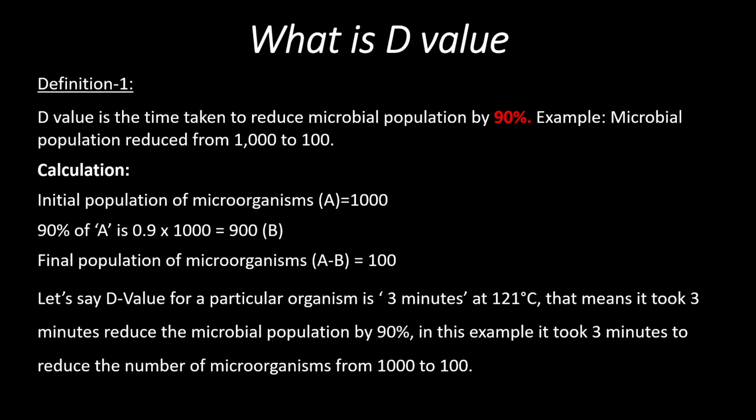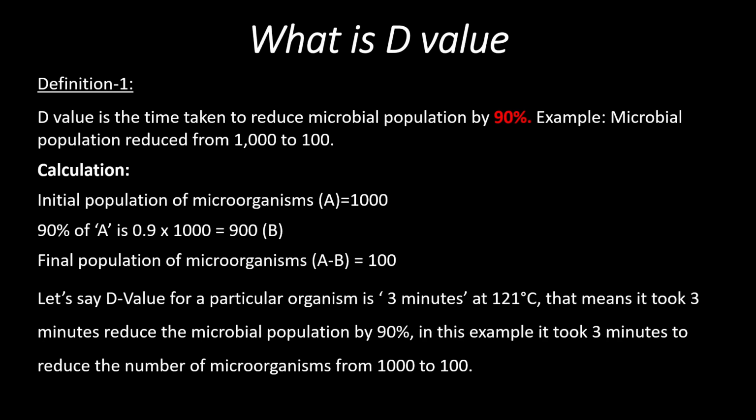What is D-value? D-value is the time taken to reduce the microbial population by 90%. Example, let's say the microbial population has reduced from 1000 to 100. So in this example, the initial population of the microorganisms is 1000 organisms, and 90% of 1000 is what? Is 900 microorganisms. And the final population of microorganisms is the initial population minus the number of organisms that are killed, which is 1000 minus 900 equals 100.